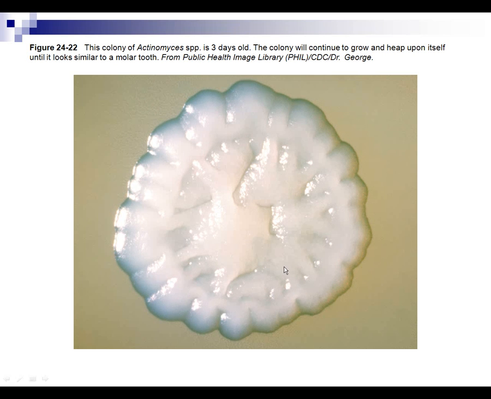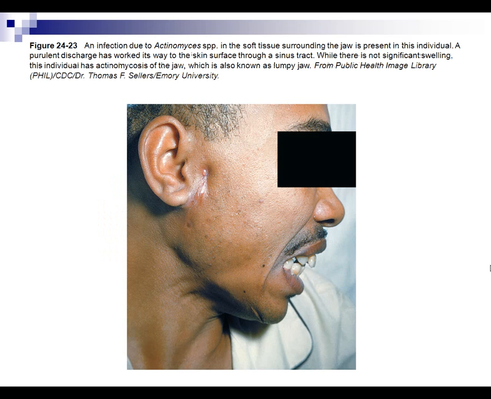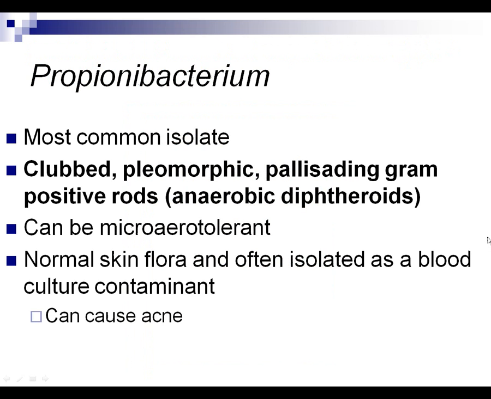Here's a picture of the molar tooth colony. You can see it kind of looks like the top of a tooth, and it's kind of like heaping on top of each other. Here is a person with actinomyces in the sinus tract. Difficult to see, but you can kind of see an indentation there, or you might have a big swelling in the jaw region. Typically, you'll have that big swelling, a big knot in the jaw.